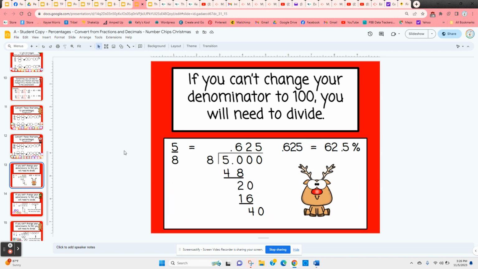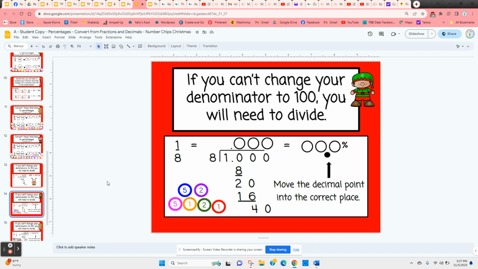Now, if they can't do that either way, for example, with 5/8, we can't convert that fraction to anything that will give us 100 in the denominator. So here we have to use long division. So 5 divided by 8. And we get our decimal equivalent. We move our decimal point 2 places to the right and get our percentage. So students are going to be doing this on the next 2 slides.